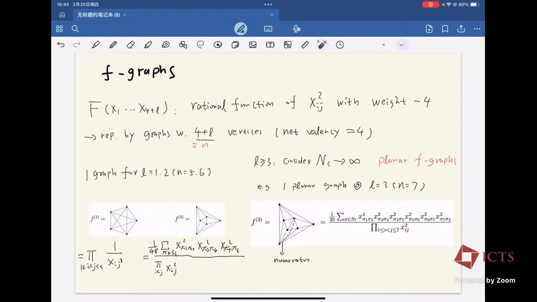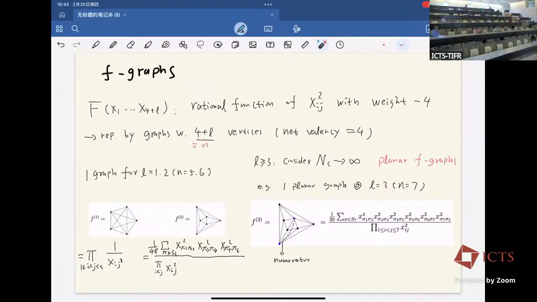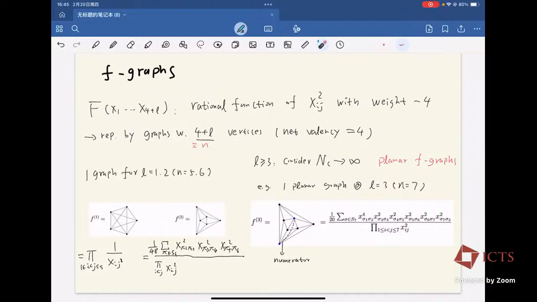Okay. So really, when we look at the n-point F graph, it describes you the n-4 loop integrand of the 4-point correlator. Is that clear? Yeah. Great. Any other questions?